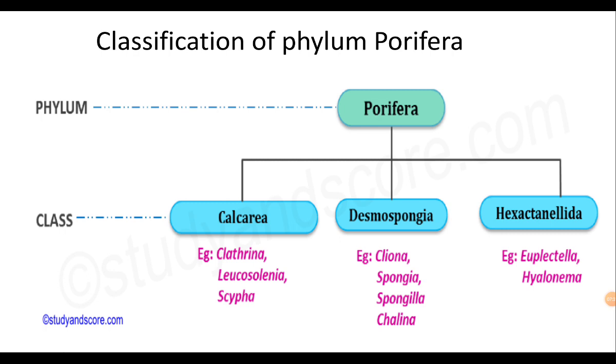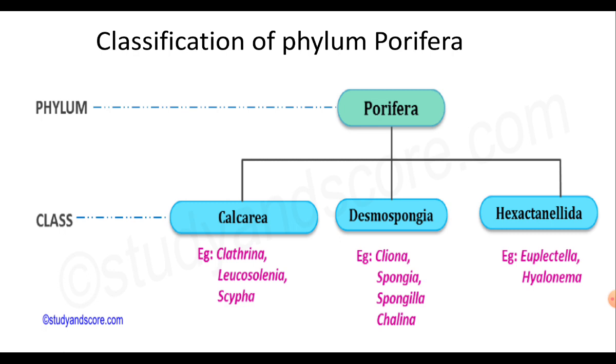Coming to the classification of phylum Porifera. This phylum includes about 5,000 species of sponges, which are grouped into three classes, mainly depending upon the type of skeleton found in them. The three classes are class Calcarea, class Hexactinellida and class Demospongiae.